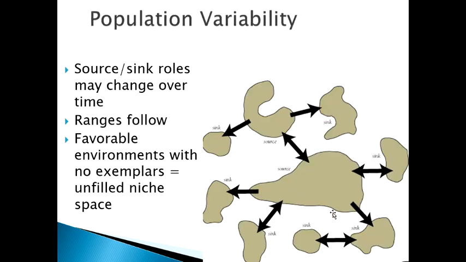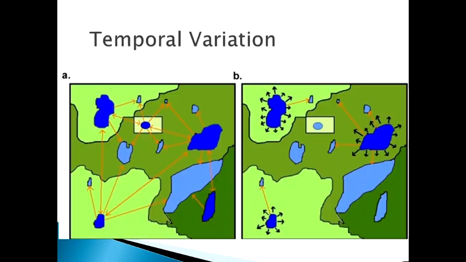Look at this sort of cartoon that shows a bunch of different sources and sinks and all the different arrows of where propagules are going. And this can change over time. And then just to pick another one, here's the same sets of populations with different source-sink factors over two different times. These could be two different years, two different decades, bigger.